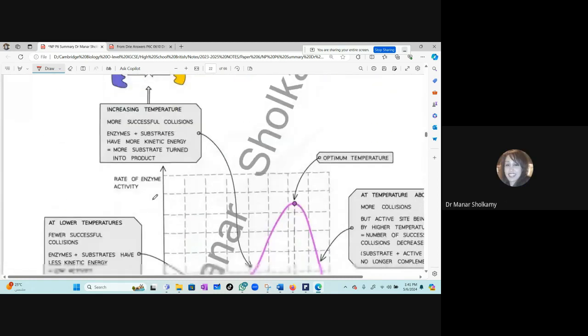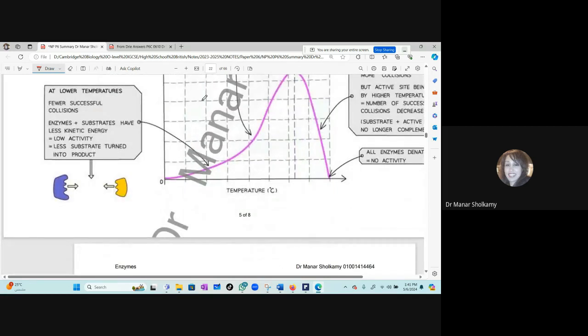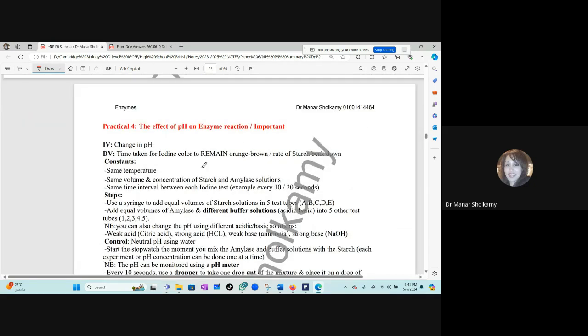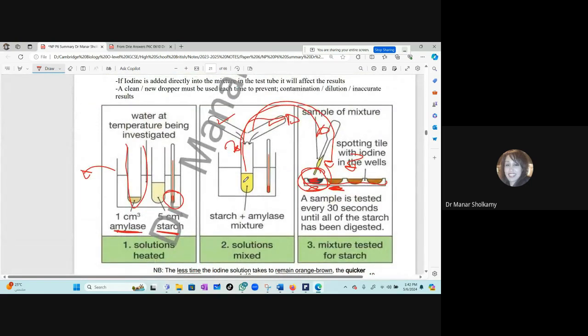Fine. So now we're done with that. And you also have here a corresponding graph. Usually this graph comes in paper 4, but still, I'm not telling you to ignore it. Just revise it, scan it. Now the same thing, the same steps here, but we will not use different temperatures. We'll use different pH. Let me erase everything I have here.